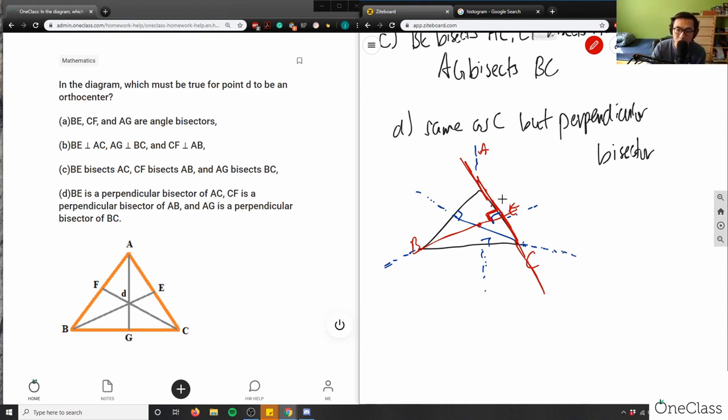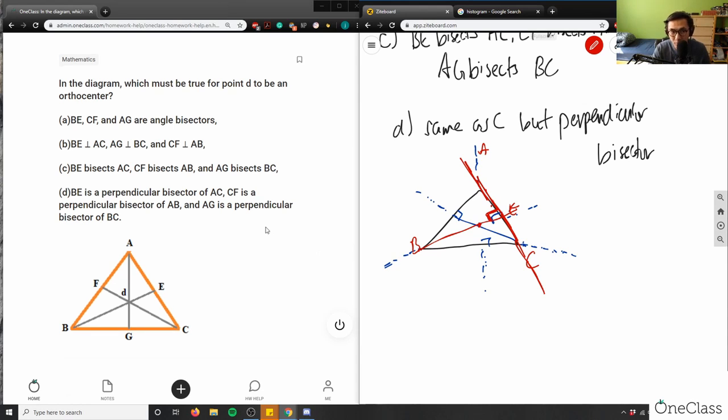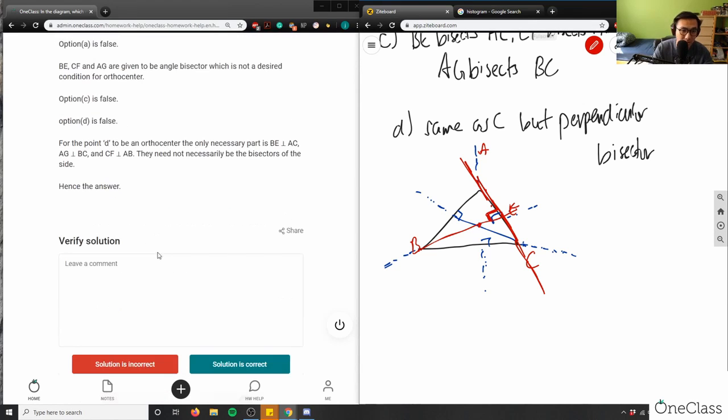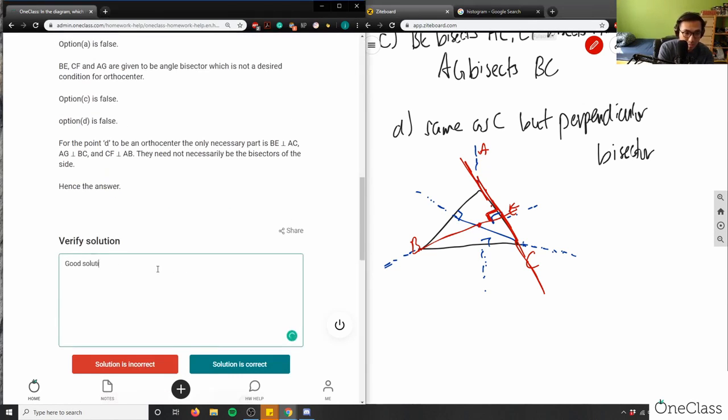But BE is not a perpendicular bisector of AC. You can't really bisect AC, right? AC is simply just the line. Bisecting this is not a perpendicular bisector, right? A perpendicular bisector of the triangle is BE. So this is just a case of the wording here. Again, for the point D to be orthocenter, the only necessary part is that BE is perpendicular to AC. They don't necessarily have to be bisectors of the side. AC is not like a bisector of ABC. So B here is the correct answer. So I'm going to say good solution and logic, because this solution here is correct.